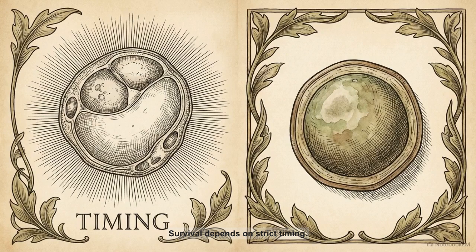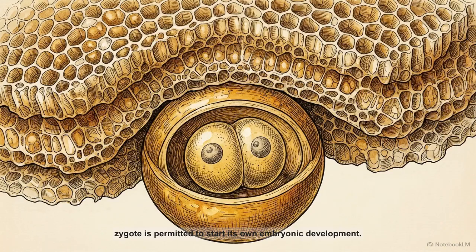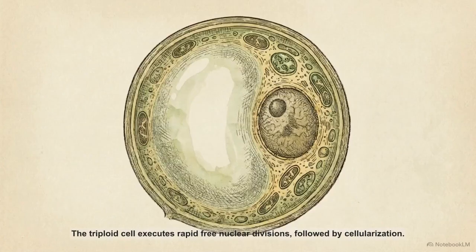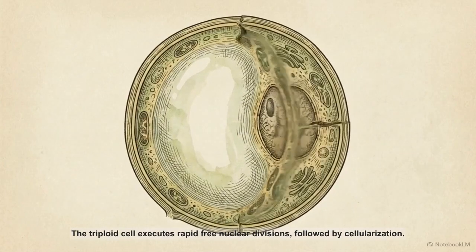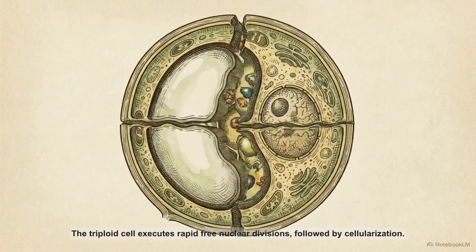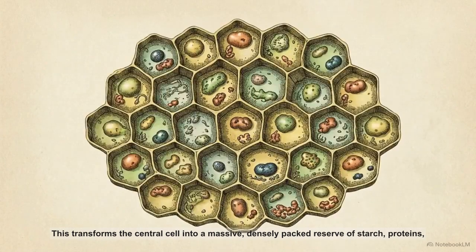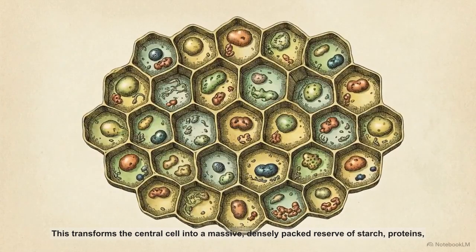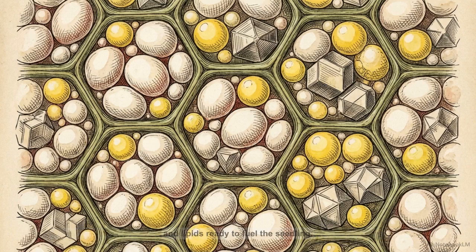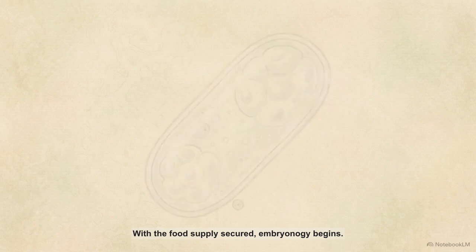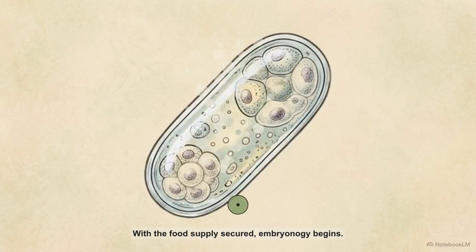Survival depends on strict timing. The PEN must begin dividing to establish the nutrient-rich endosperm tissue before the zygote is permitted to start its own embryonic development. The triploid cell executes rapid free nuclear divisions, followed by cellularization. This transforms the central cell into a massive, densely packed reserve of starch, proteins, and lipids, ready to fuel the seedling. With the food supply secured, embryology begins.